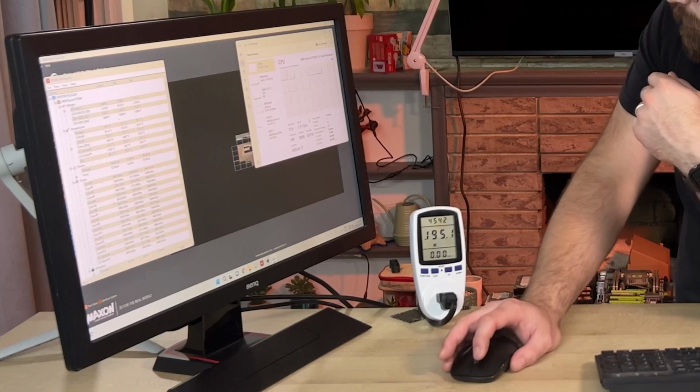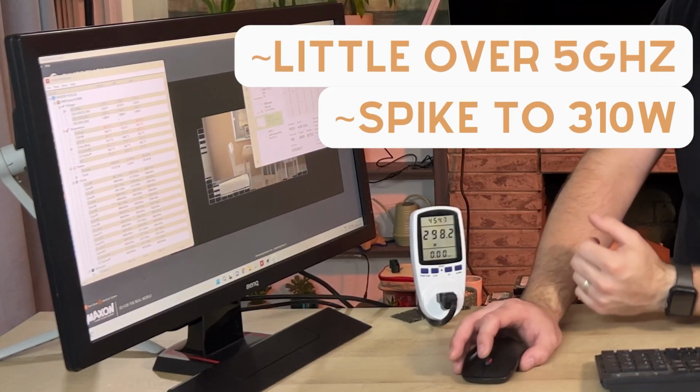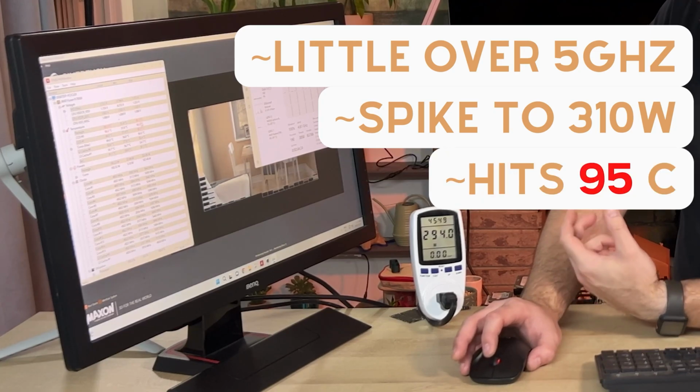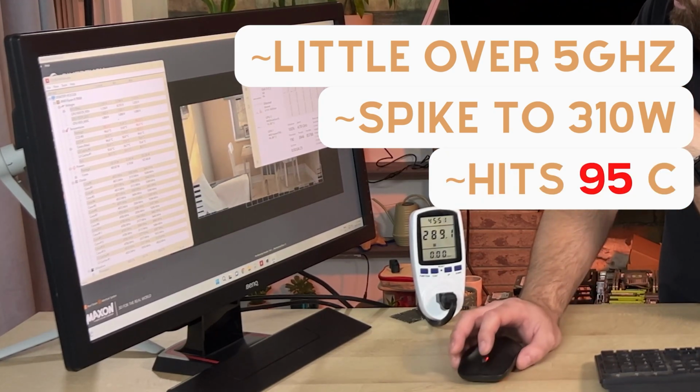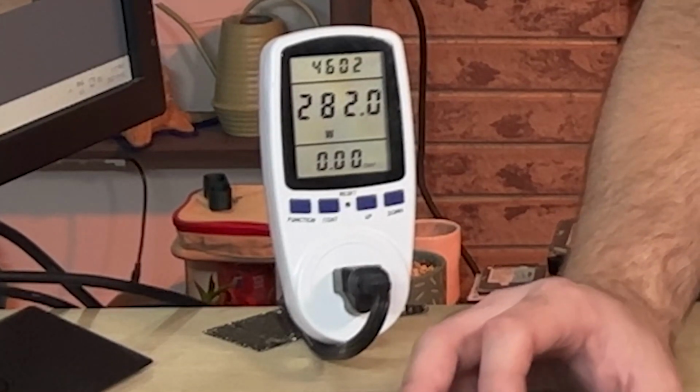So right off the hop, boosting up to just a little over 5 gigahertz, drawing 310 watts. And then we hit that 95C wall that AMD says is normal. And the speeds have throttled back to about 4.8. Our base frequency is 4.5 gigahertz, so we're still above our base frequency. Our power draw has dropped about 30 watts as we're sitting right on that 95C limit. And Cinebench is done already.